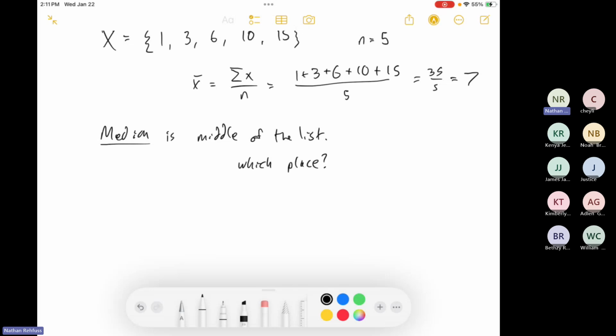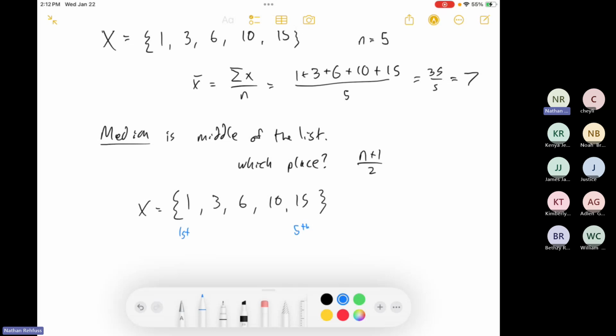Which place? The formula is n plus 1 over 2. So here's how that works. If my X set is 1, 3, 6, 10, 15, then this 1 is in first place, and the 15 is in 5th place. Or you could switch those depending on how you order it. It doesn't matter if you order them greatest to least or least to greatest. We've got someone in 5th place and someone in first place.